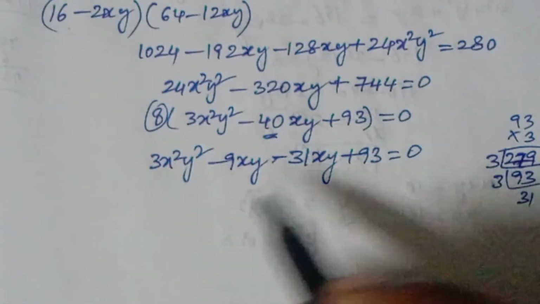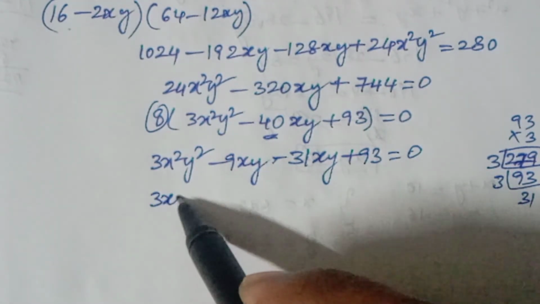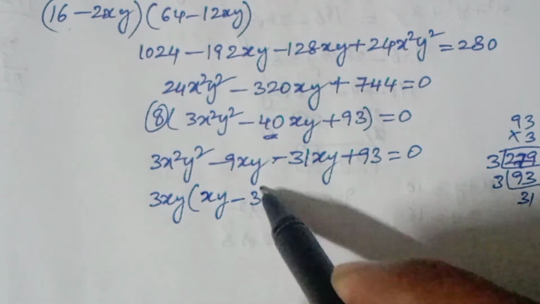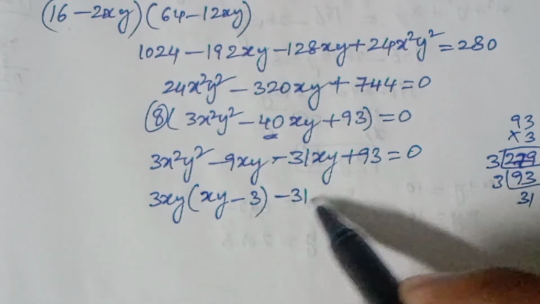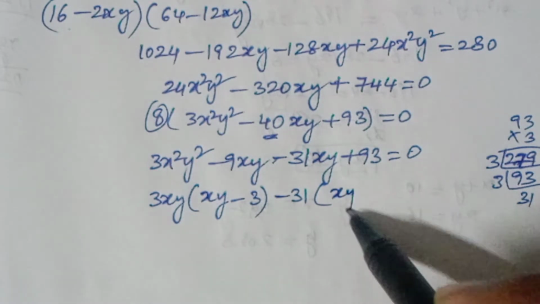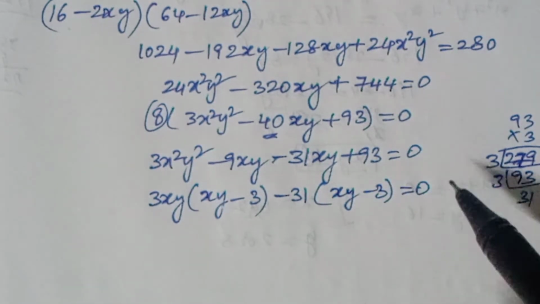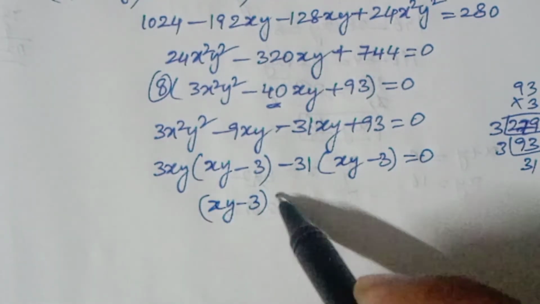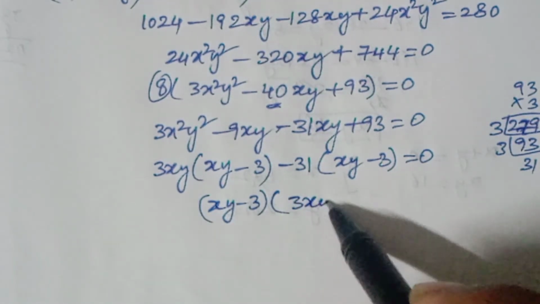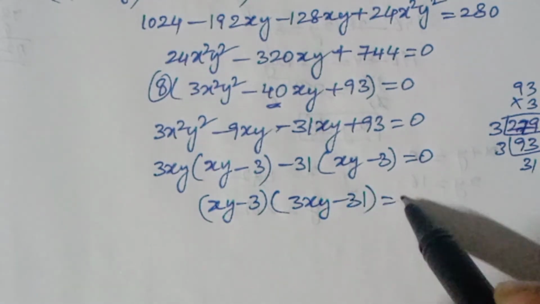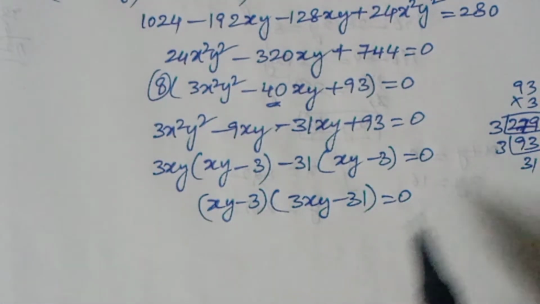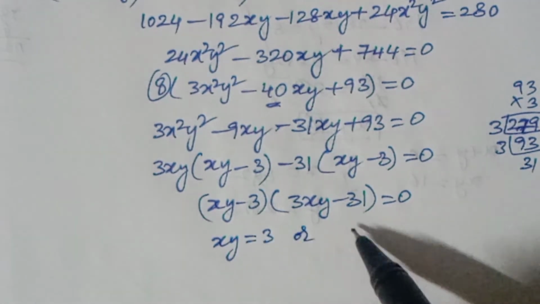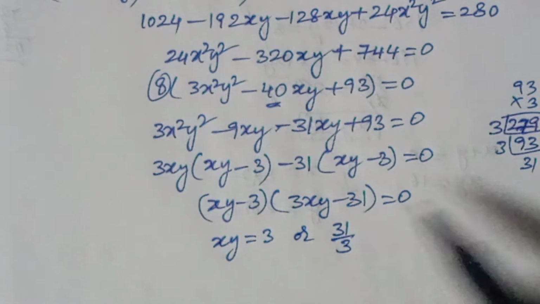I am doing factorization now. So 3xy common, xy minus 3, minus 31 common, xy minus 3 equal to 0. So here you are getting two factors, xy minus 3 into 3xy minus 31 equal to 0. So here xy is equal to 3 or 31 by 3.